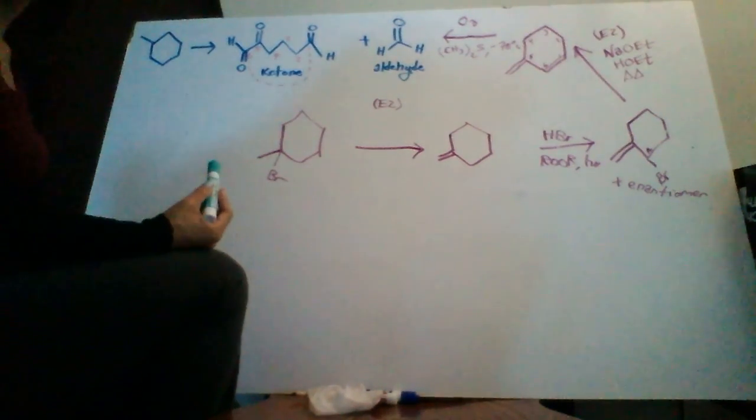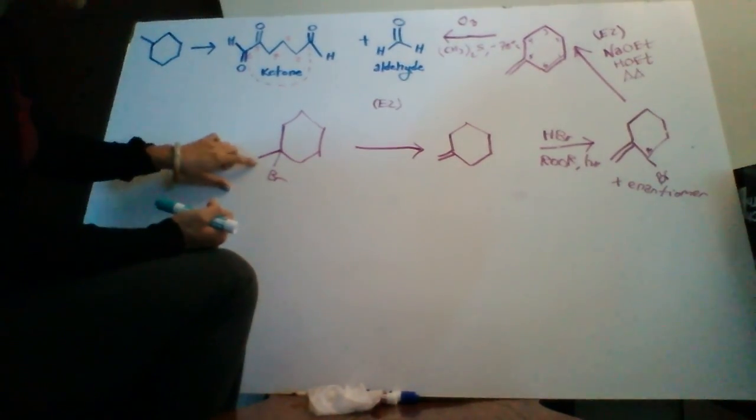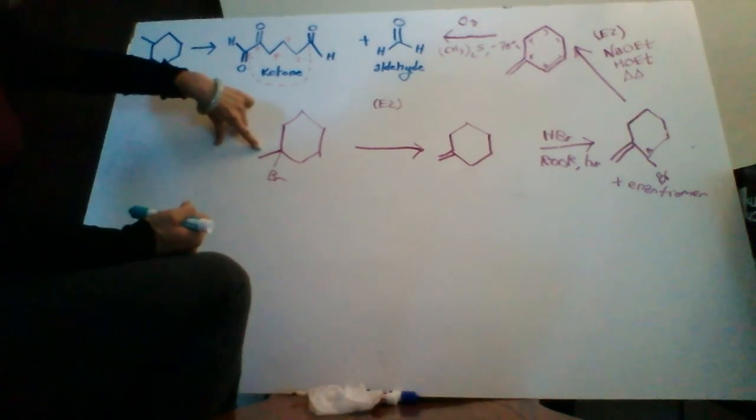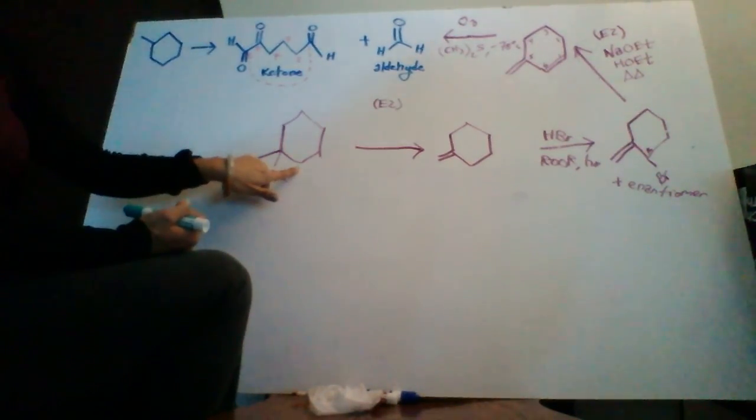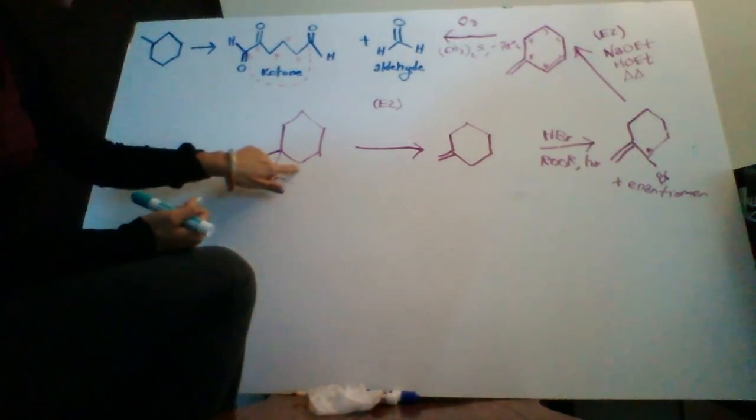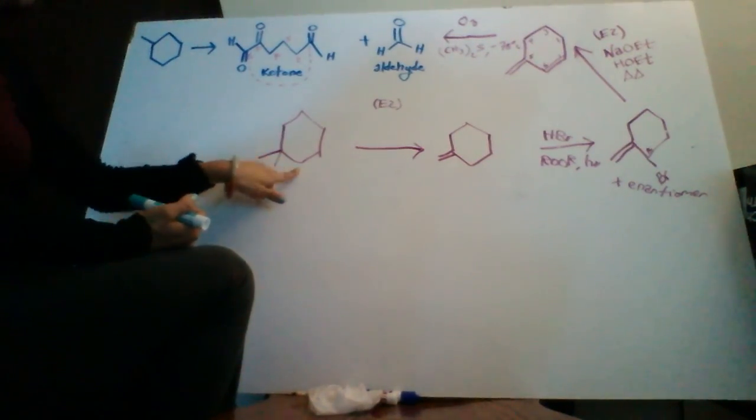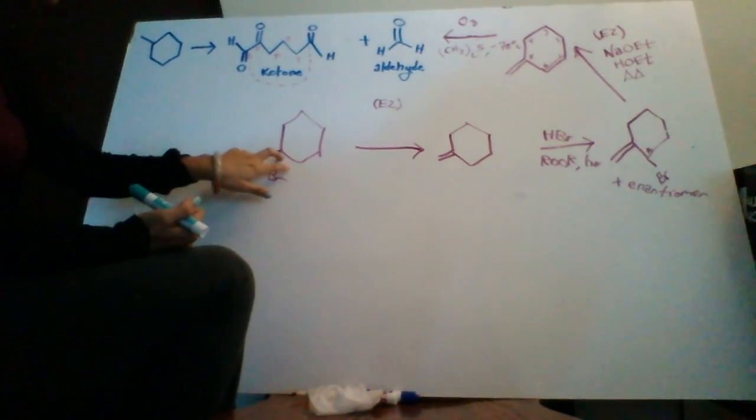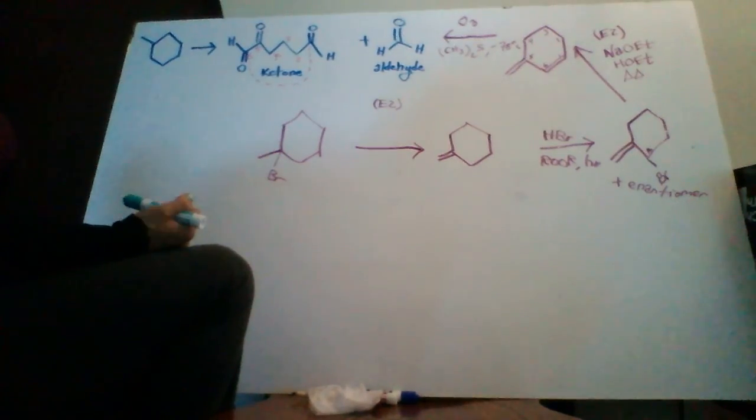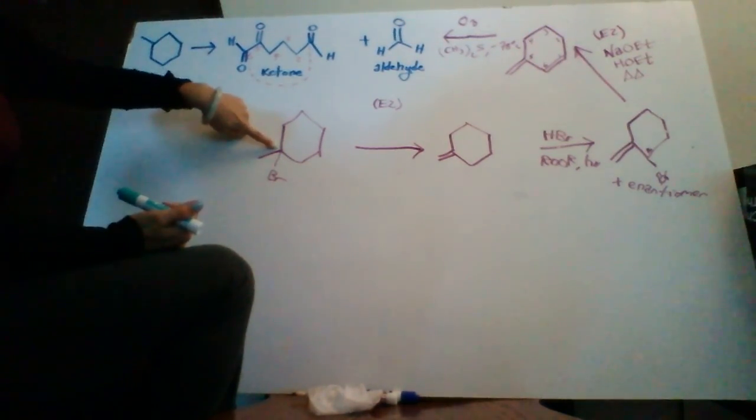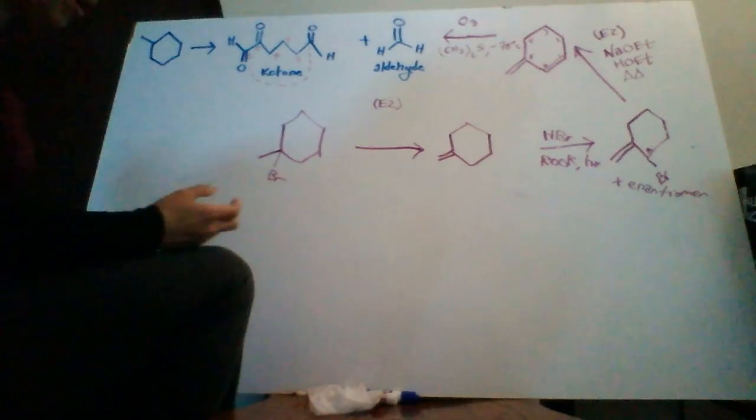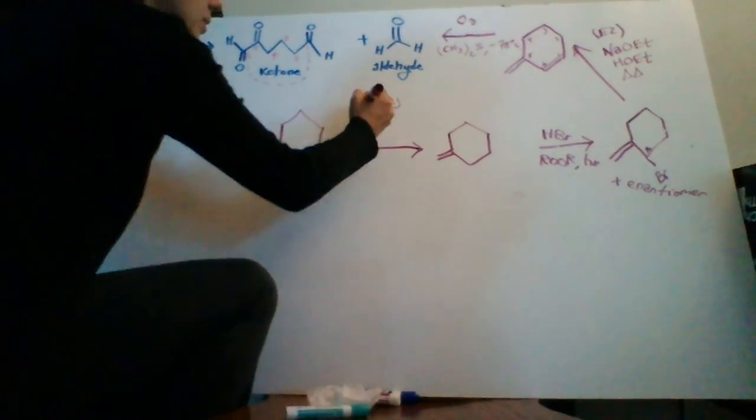But we would have one more problem. When we do elimination, we could form a double bond here, or we could form a double bond here. Actually, this is the more substituted double bond, and this would be more stable, and Zaitsev elimination would prefer to put the double bond here. So how can I force it to put the double bond here? I could do Hofmann elimination. So I want to do Hofmann.